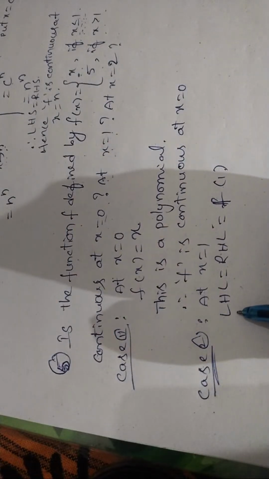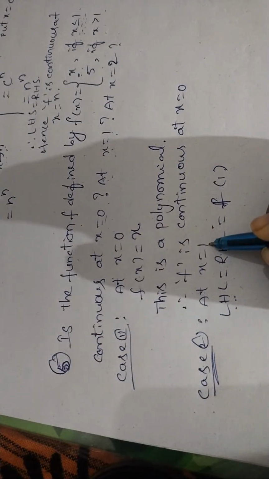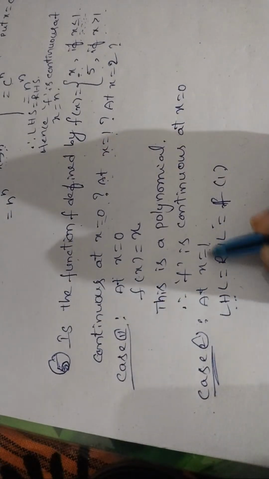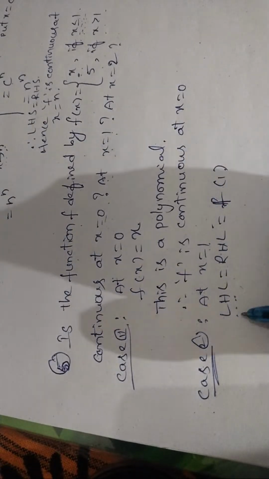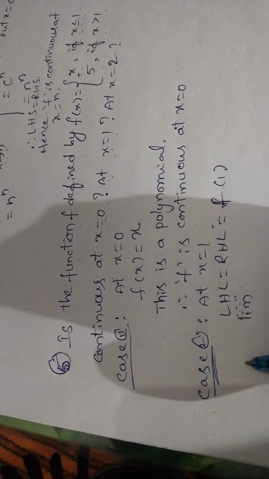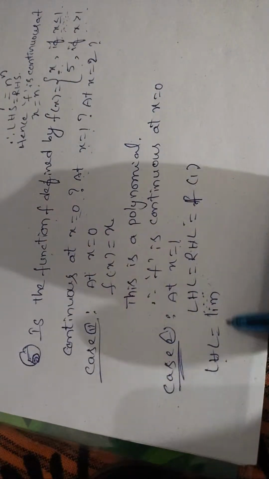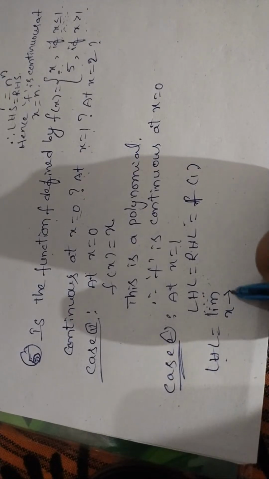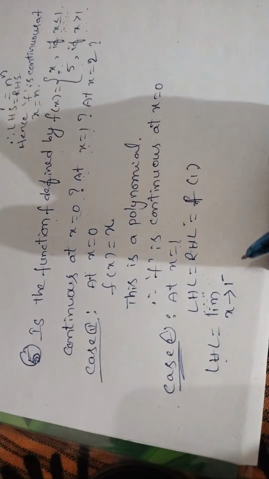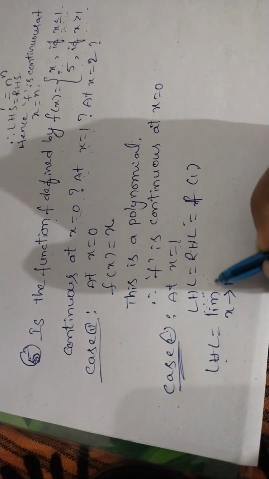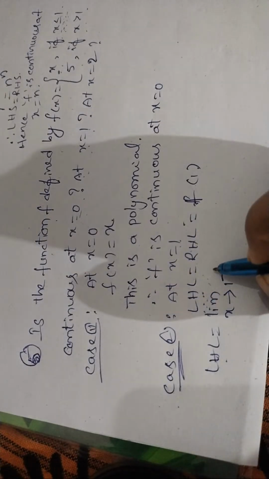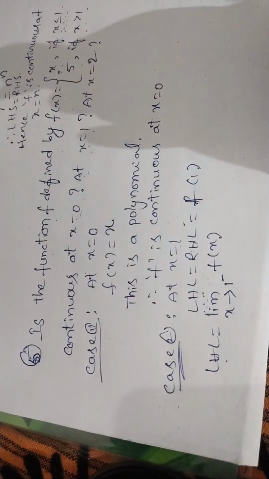So LHL, the left hand limit at 1. Left hand limit means before 1 is 1 minus, after 1 is 1 plus. So before 1, that is the left hand limit. LHL is equal to limit x tends to 1 minus. I indicate the minus in the power, meaning this value is before 1, that is LHL, of f of x.